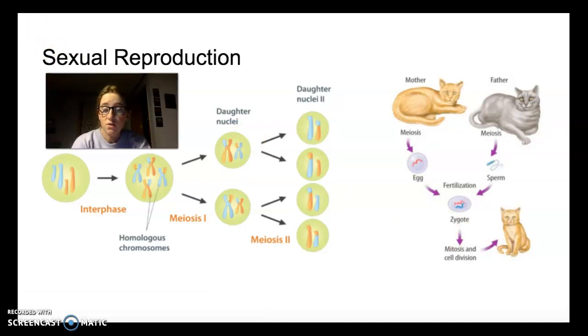Genetic variation as a result of sexual reproduction allows for differences amongst the same species. For instance, some of us may have green eyes, blue eyes, brown eyes. Some of us may have attached earlobes, some may not, which is all a result of sexual reproduction and genetic variation.